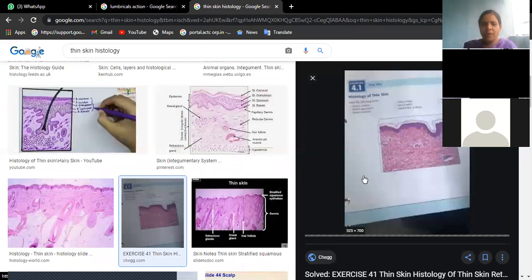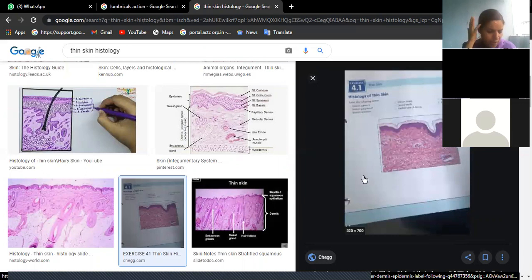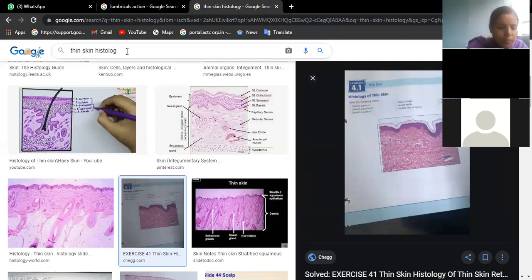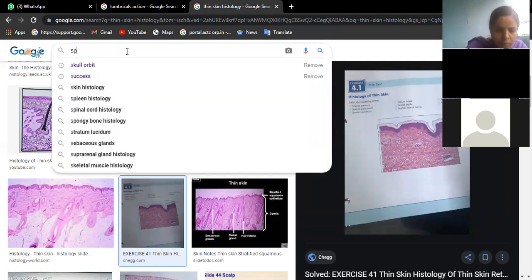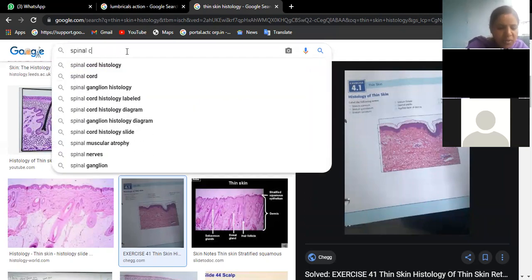Shavya, you can share the pictures, like you shared yesterday for ovary in our group. This is a simple question of spinal cord.